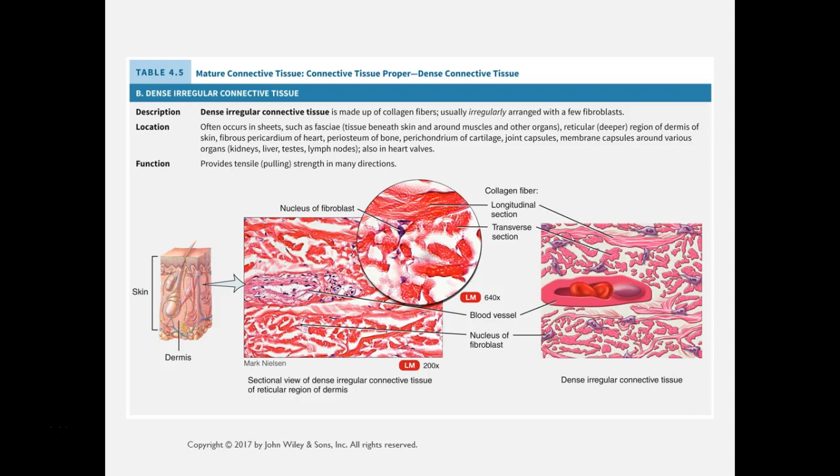So think about the pulling of the skin. When your body moves, it pulls in many different directions. We don't always pull in a long, straight line as most of our muscles do. So by having these connective tissues, these collagen fibers running in many different directions, then the organs that are made up of this dense, irregular connective tissue can withstand that pulling force from many different directions.